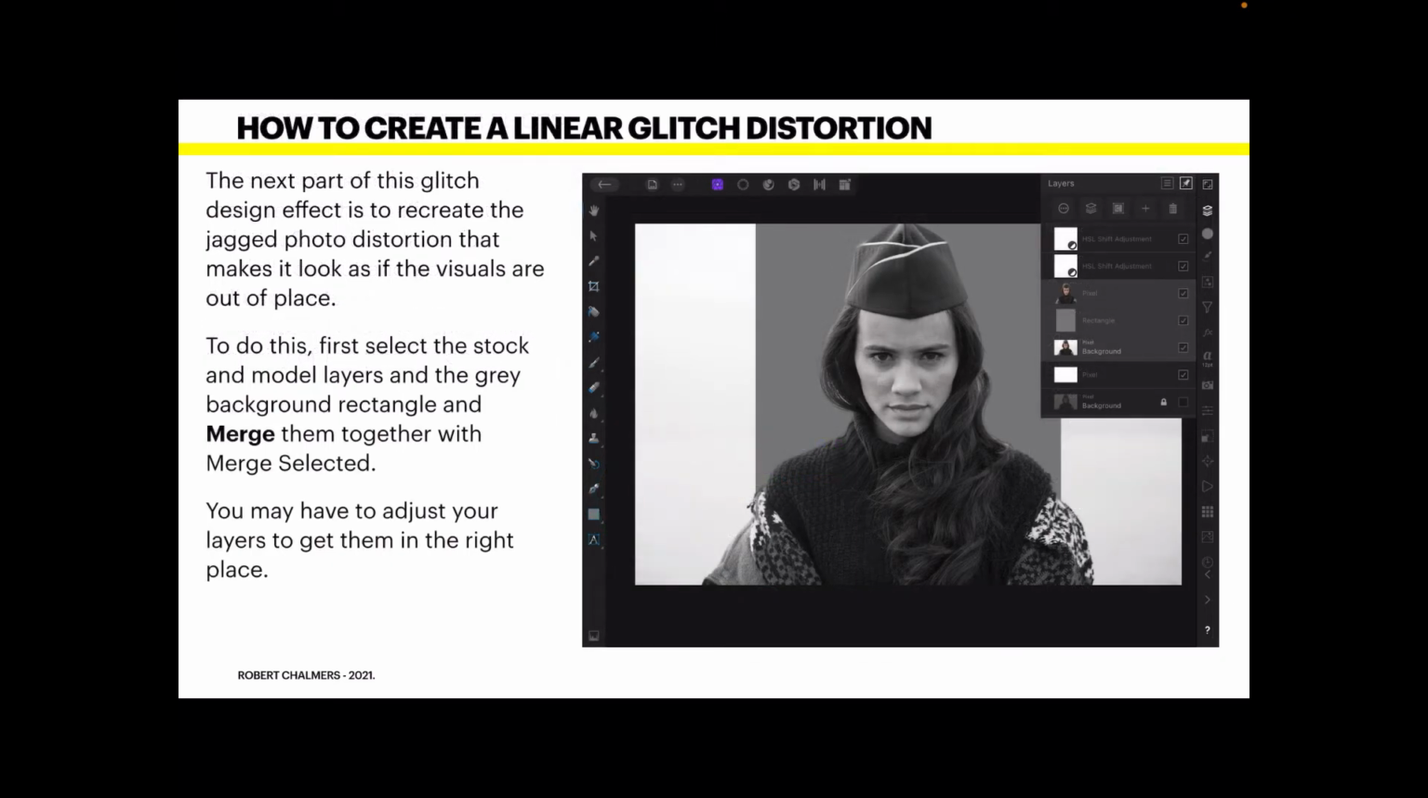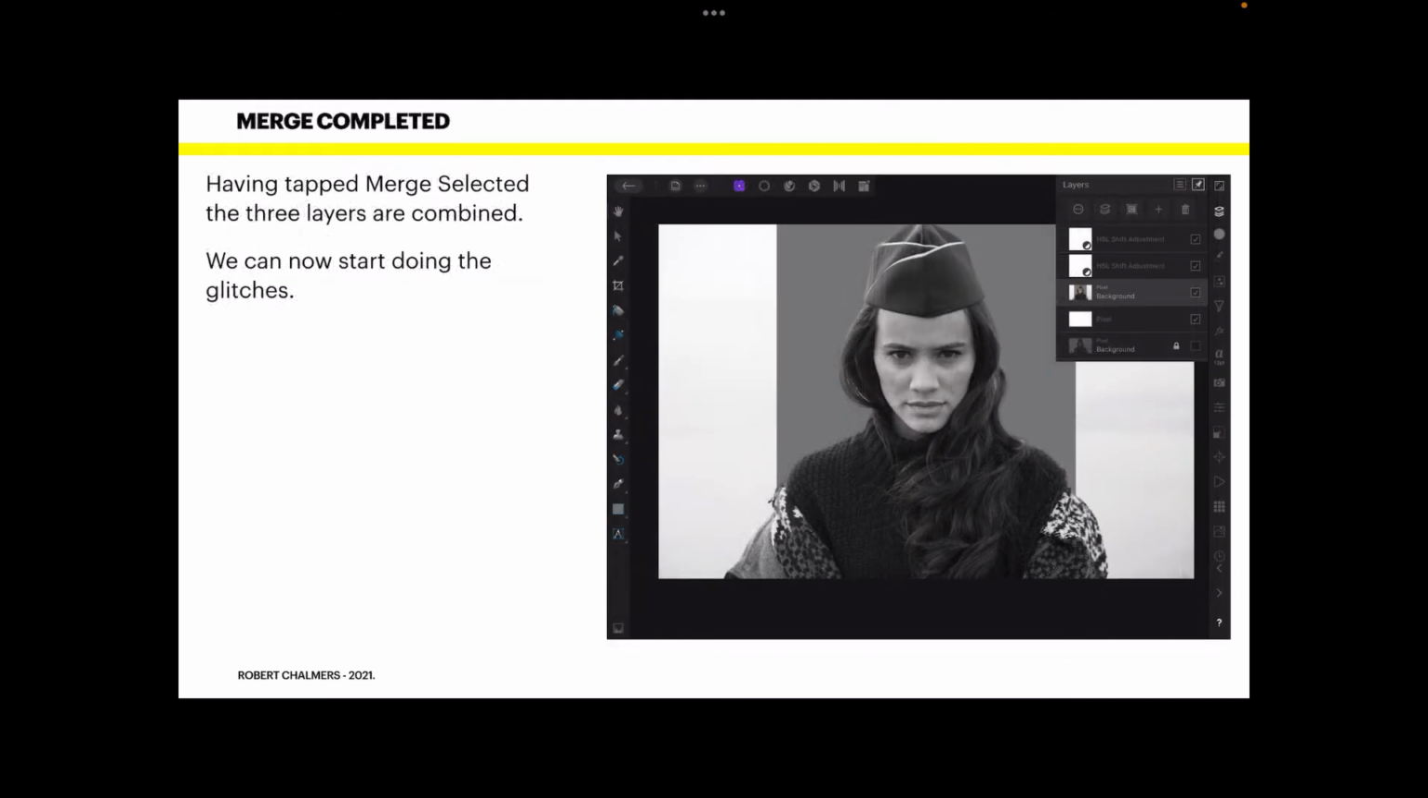The next part of this glitch design effect is to recreate the jagged photo distortion that makes it look as if the visuals are out of place. To do this, first select the stock and model layers and the grey background rectangle and merge them together with Merge Selected. You may have to adjust your layers to get them in the right place. Having tapped Merge Selected, the three layers are combined.